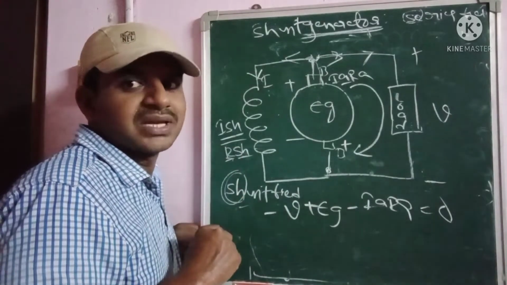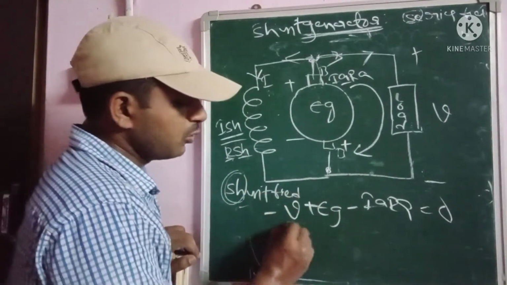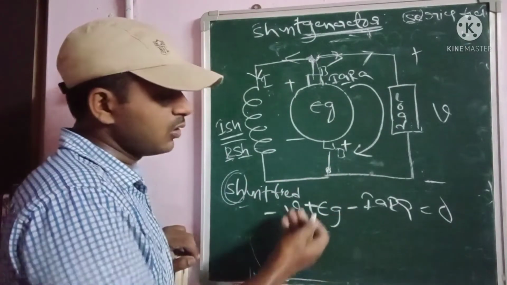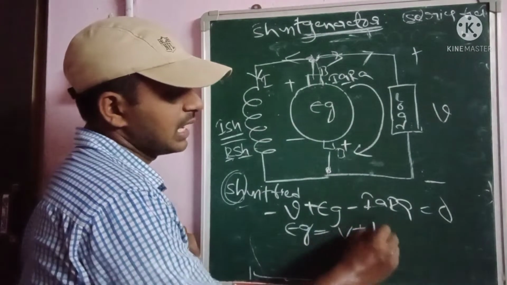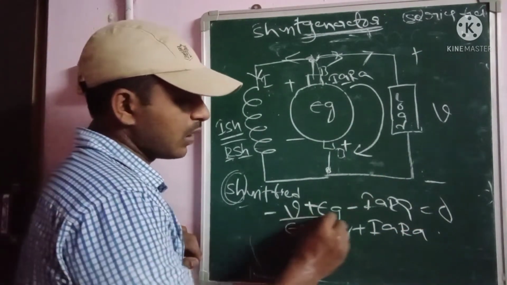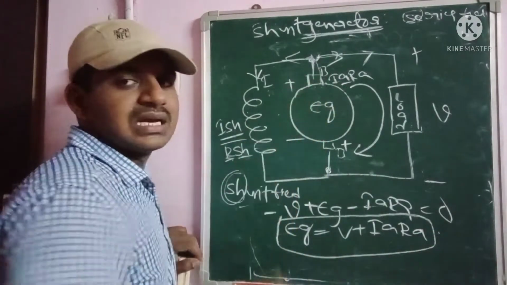I think you have understood what I am saying. Very important. From this equation we have to calculate the generated EMF, given as Eg. Eg is equal to V plus IA into RA. This is the generated EMF equation for the DC shunt generator.